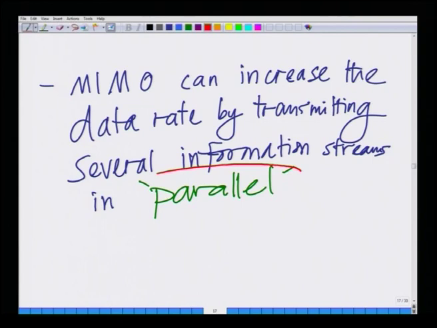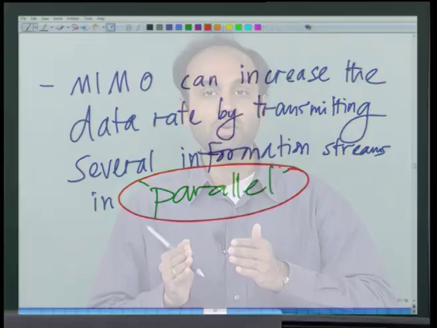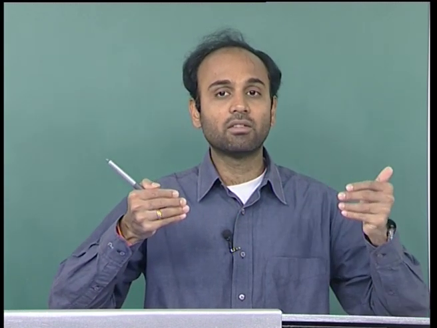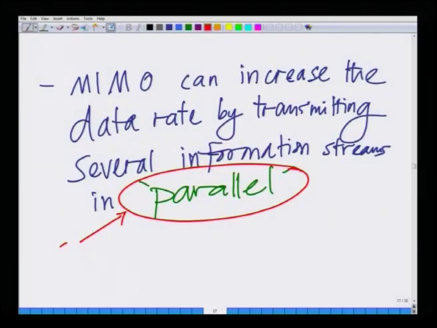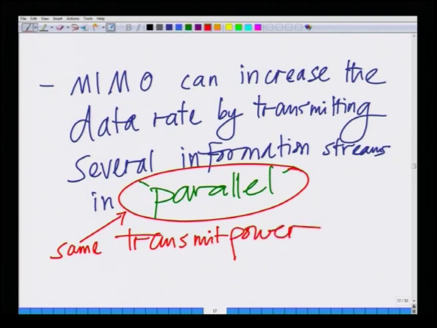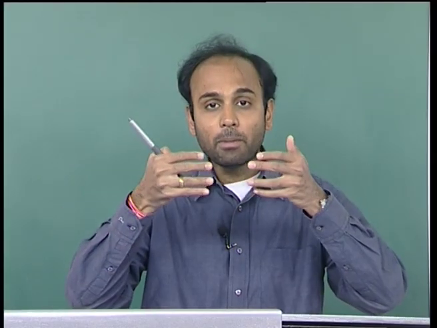That is, I can transmit on the same frequency at the same time, because I have multiple antennas. I can transmit several information streams between the transmitter and receiver in parallel, and in fact at the same transmit power. It is as if I am taking this space and multiplexing different information streams across it. That is, in the space between the transmitter and receiver, I am multiplexing parallel information streams.